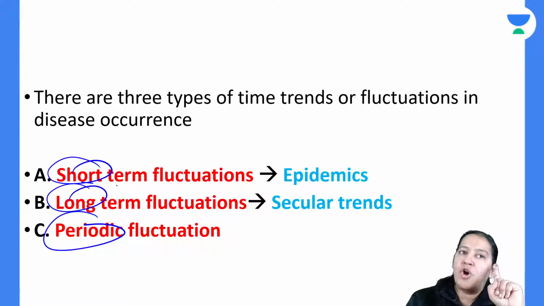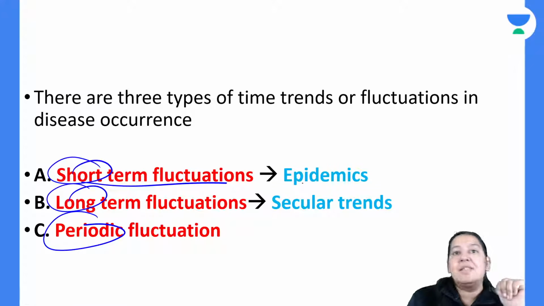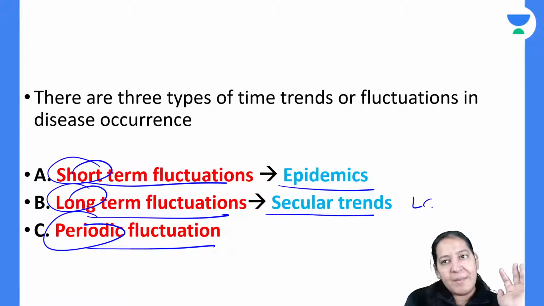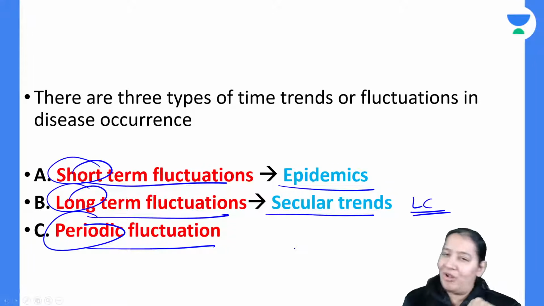Some diseases show short term fluctuation; these are known as epidemics. Some diseases show long term fluctuations; these are known as secular trends. And some diseases show periodic fluctuation. Our lung cancer is coming in long. I will teach you all three. I can take another example also that can come in short.